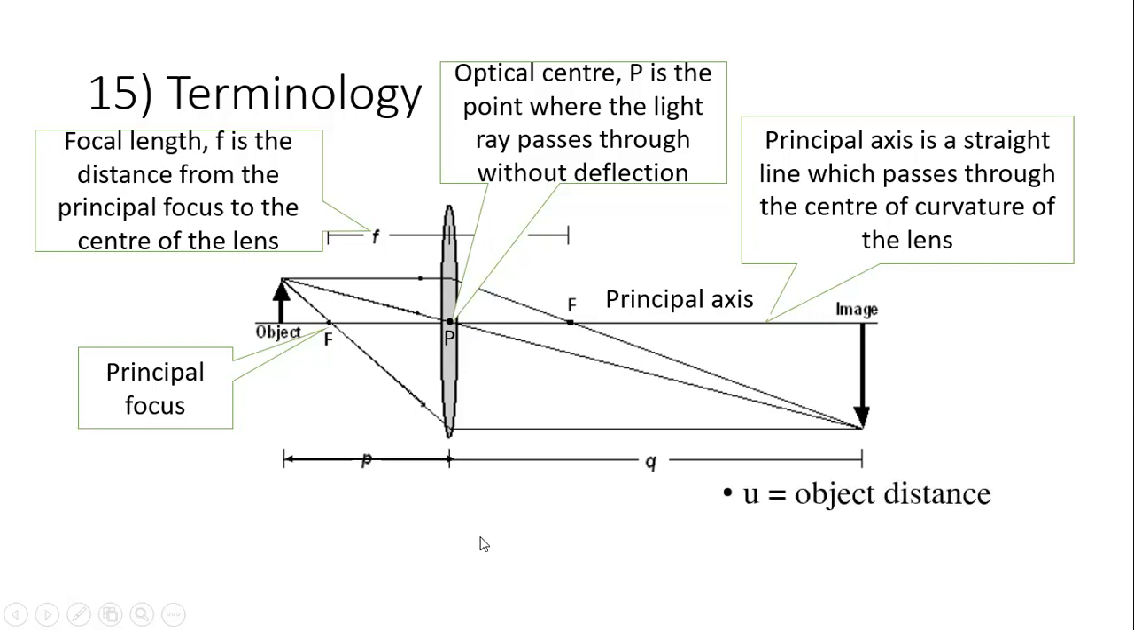U is the object distance. Object to the center is called U, the object distance. V is the image distance, from the center to the image. That's your V. Some countries use P and Q, but in Malaysia we tend to follow the British U and V.